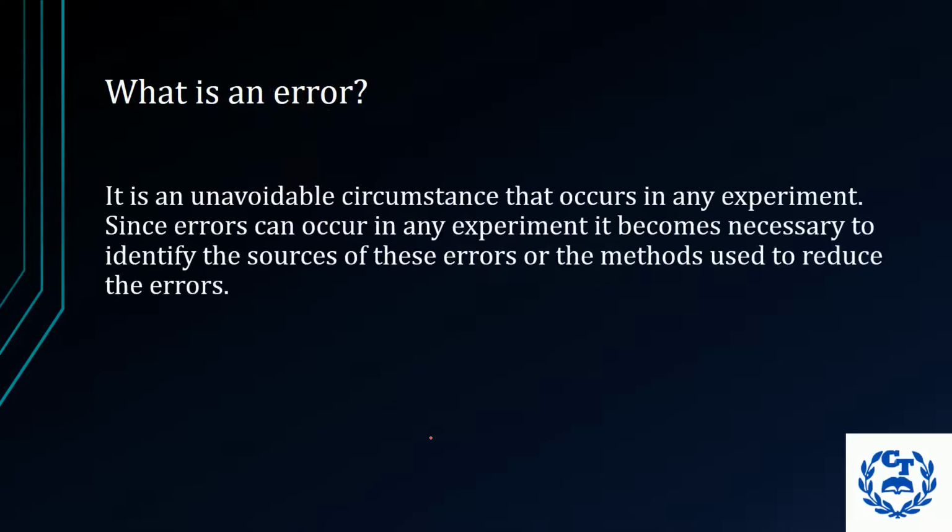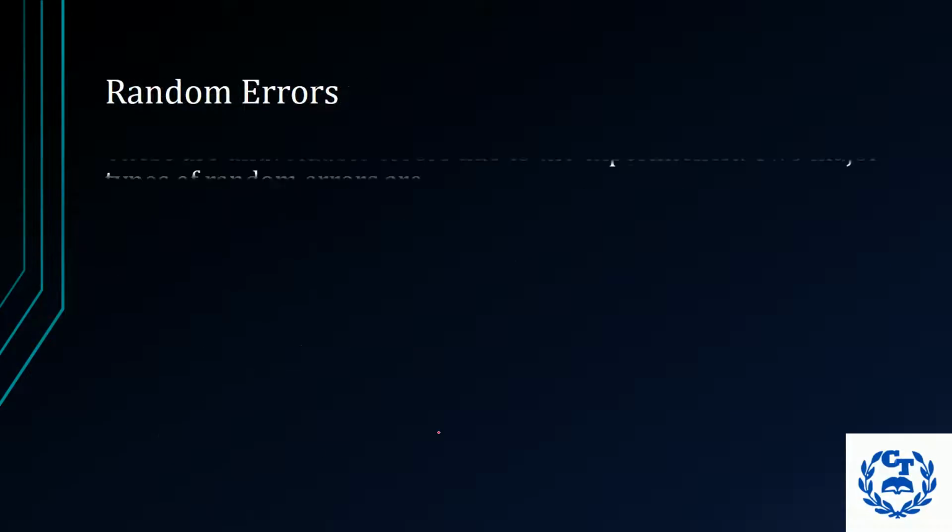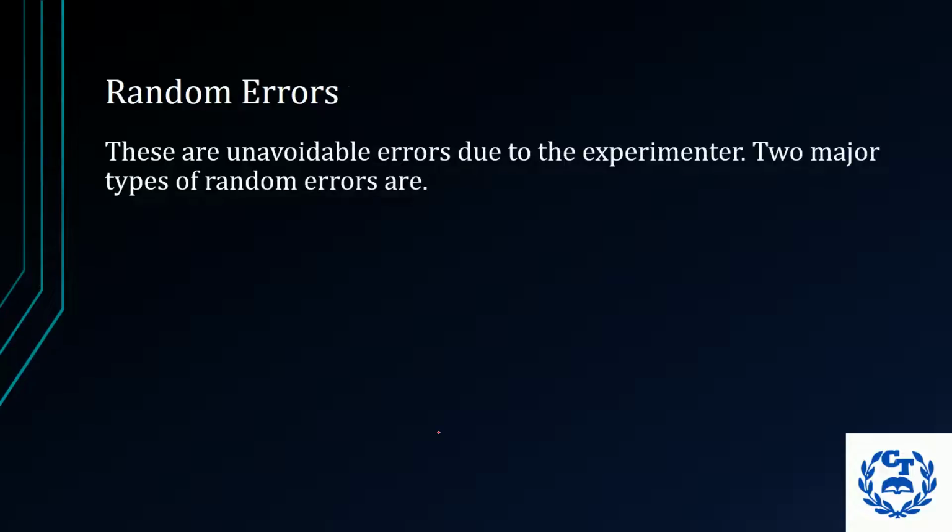An error is any unavoidable circumstance that may occur during any experiment that you are conducting. And the two categories they will fall under are either a random error or a systematic error. First off, with random errors, we are dealing with errors that are unavoidable due to the experimenter themselves. It all has to do with how the experimenter performs the experiment or how the experimenter reads the instruments. The two types that fall under random error that we're going to look at are the reaction error and the parallax error.